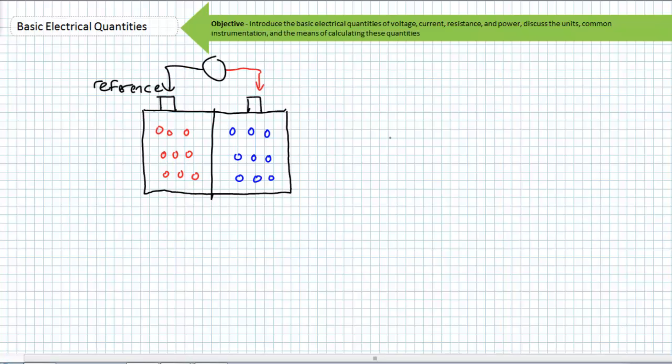One could just as easily say the blue side is colder and bluer or more negative with reference to the red side. With reference to is an extremely important term to understand regarding voltage. With reference to means here's the point I'm comparing all other points to.